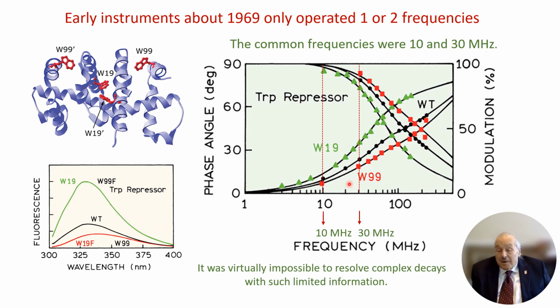And note that if we were able to measure the entire frequency response, it would be relatively complex. What was done in the 70s is you would measure this at two frequencies, and you would get what I would call apparent phase lifetimes and apparent modulated lifetimes. And it was virtually impossible to reconstruct the entire time response just using these two frequencies.